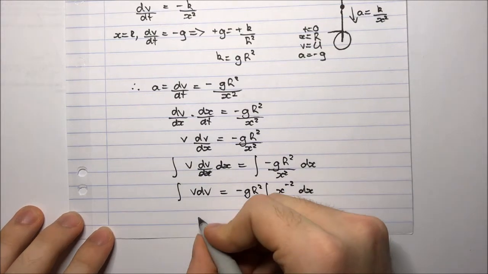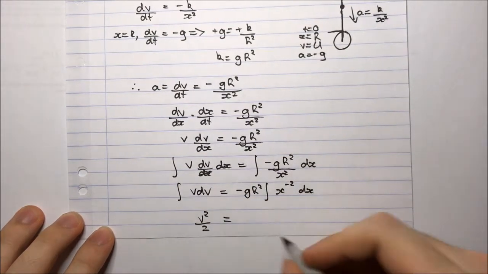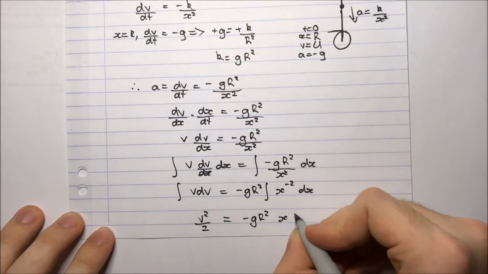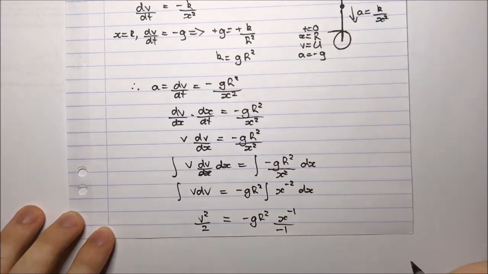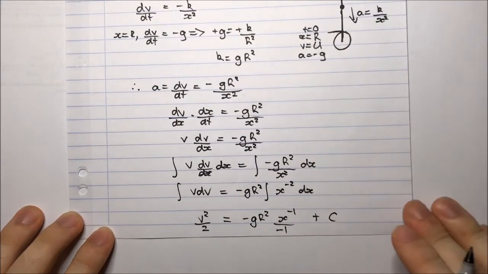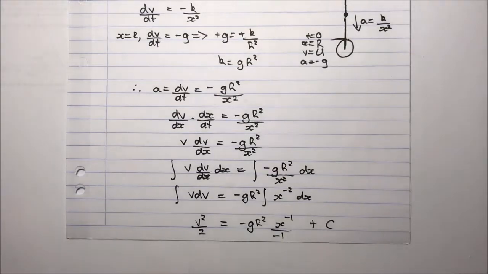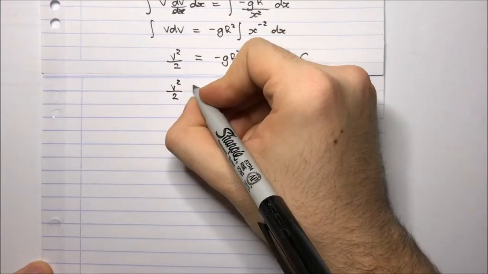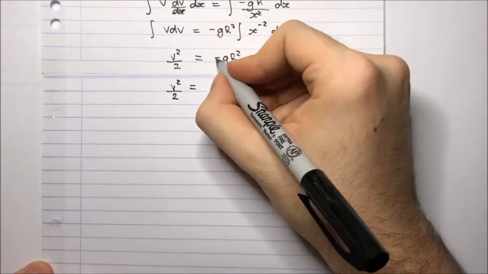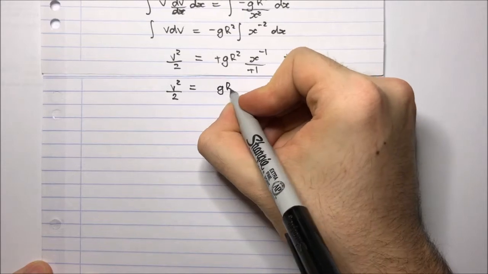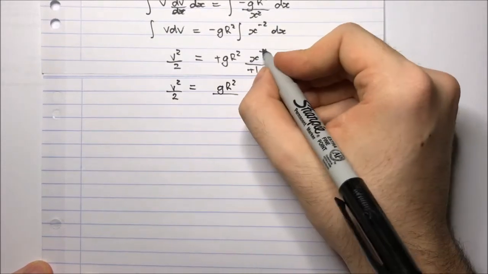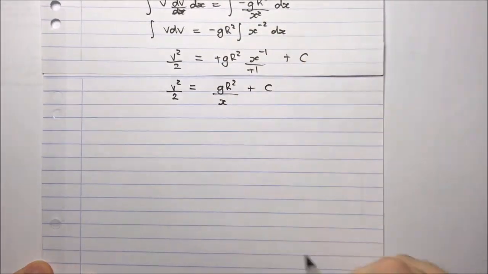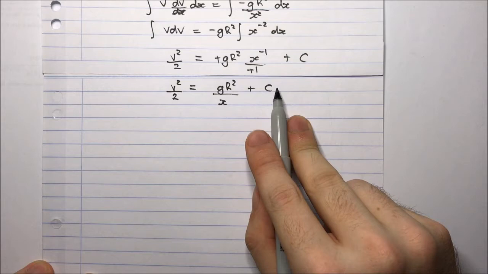The integral of v is v squared on 2. And the integral of x to the power negative 2, well, we add 1 to the power and we divide by the new power. And of course, I can never forget my constant. Okay, continuing on, we have v squared on 2. Just getting rid of these negatives and bringing this x back down as a positive power, plus c.